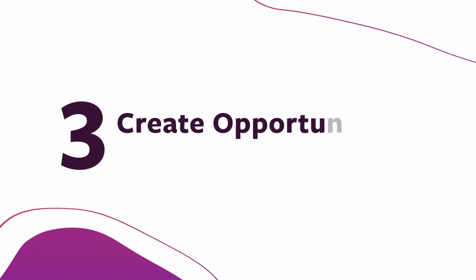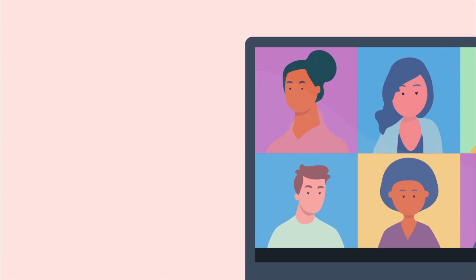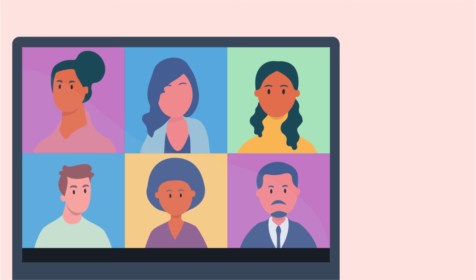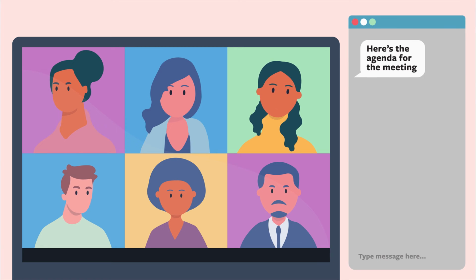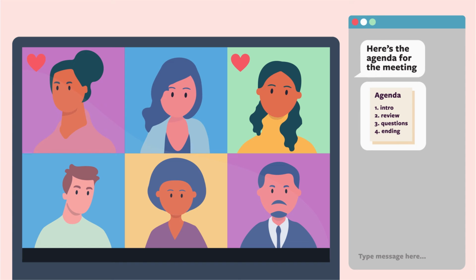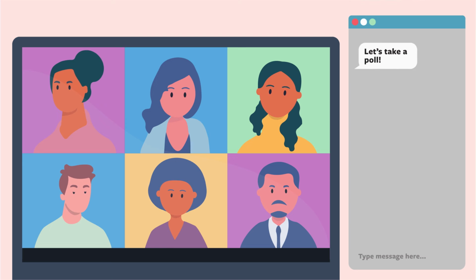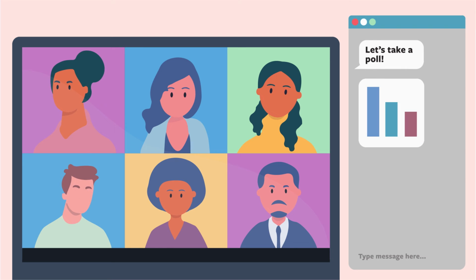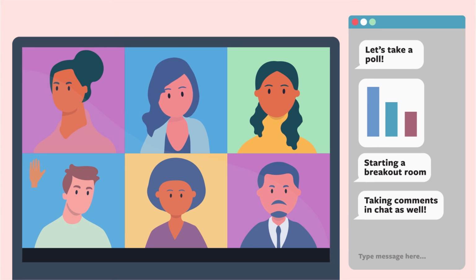Tip number 3. Create opportunities for participation. Engagement is tricky to get right, but even modest strategies can pay off. One simple step is to use the agenda to help attendees anticipate when they can pitch in. During the meeting, you might also take a poll, use breakout rooms, or invite comments in the chat. You can also just leave time for people to ask questions.